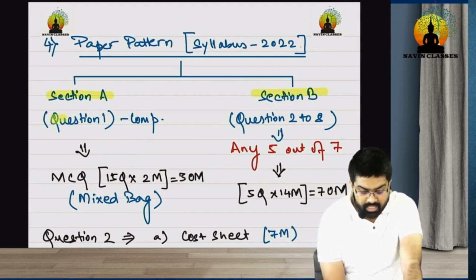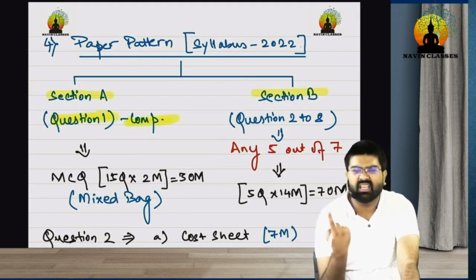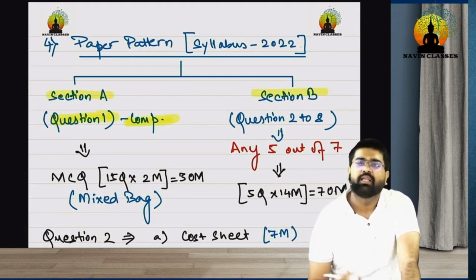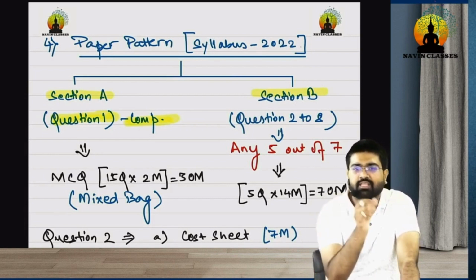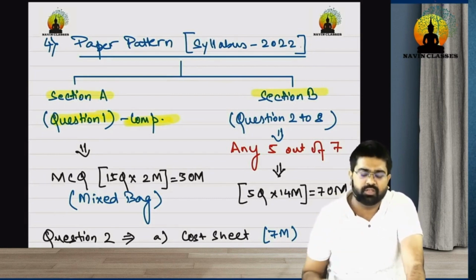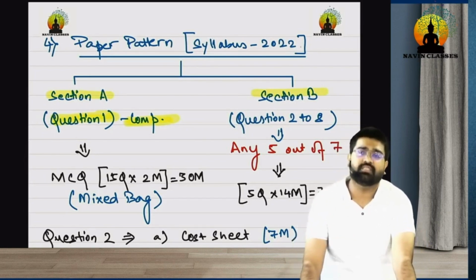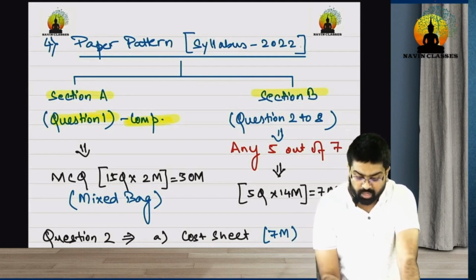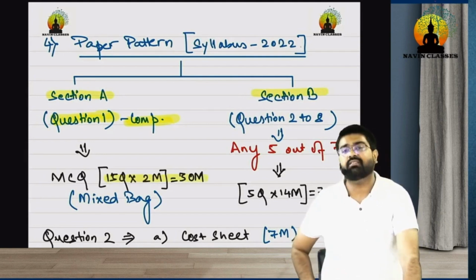Section A will have only 1 compulsory question, only 1 mandatory question. How many marks is it for? It's for 30 marks. How? There will be 1 main question with subparts like A, B, C, D or 1, 2, 3, 4, totaling 15 questions within it, carrying 2 marks each. That means we will get 30 marks for the MCQs here.